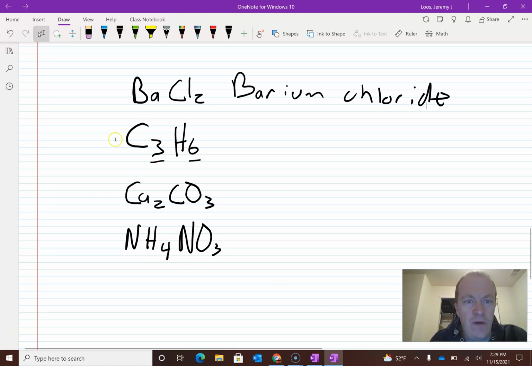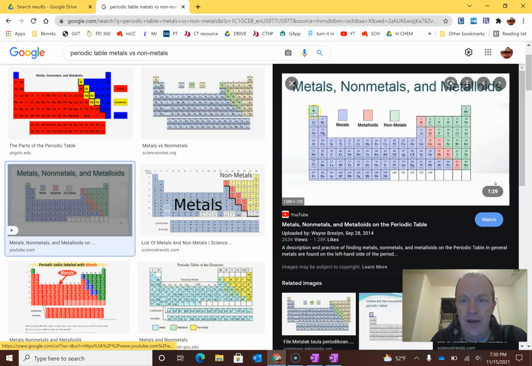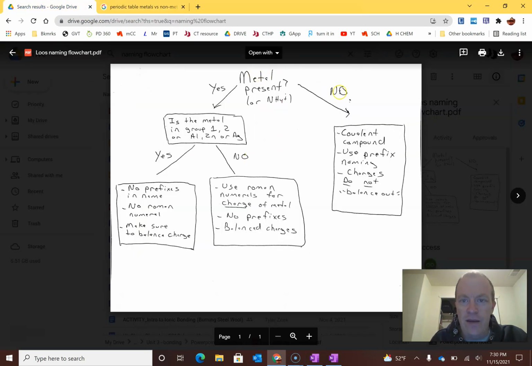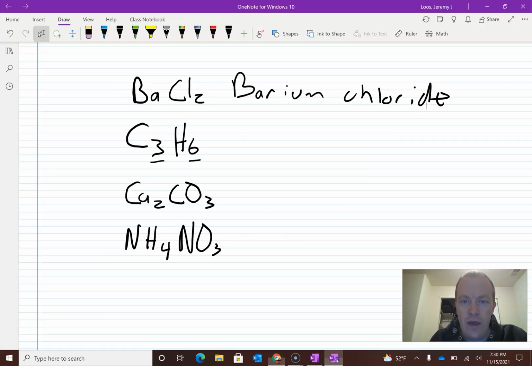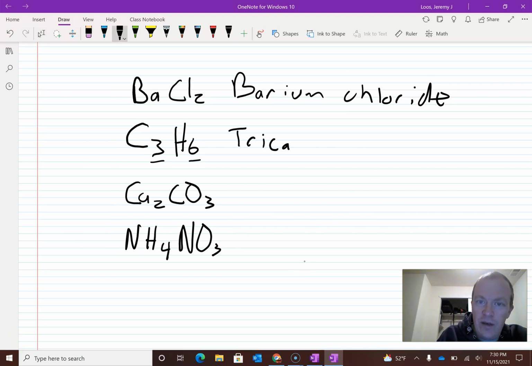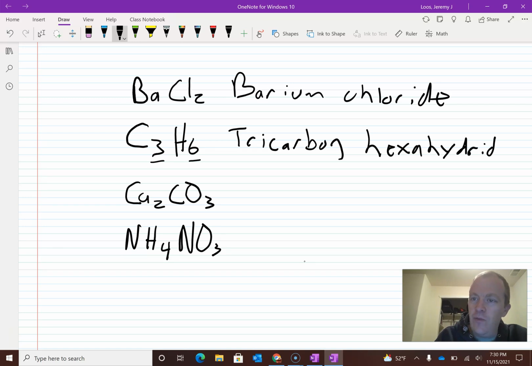My second one there, I'm noticing that these are both nonmetals. Both carbon and hydrogen are nonmetals. Despite hydrogen being over here, it is a nonmetal. So what that tells us is that neither thing is a metal. So this is a covalent compound. Here's where we're going to use prefixes. The prefix for 3 is tri, so that'd be tricarbon. And the prefix for 6 is hexa. Hydrogen. Remember, we always change the last syllable of the element to end in "ide" in the second part of the name. So instead of hydrogen, it's hydride.